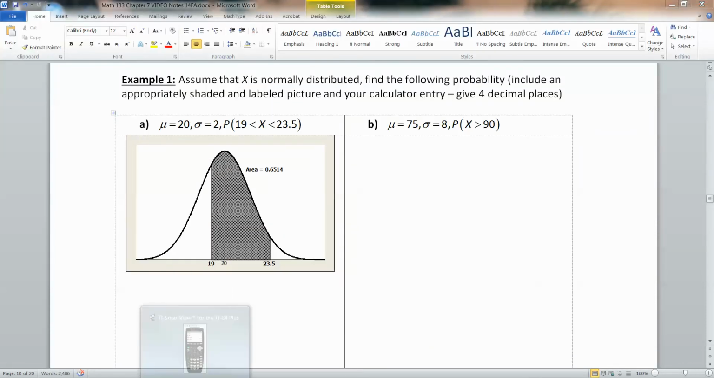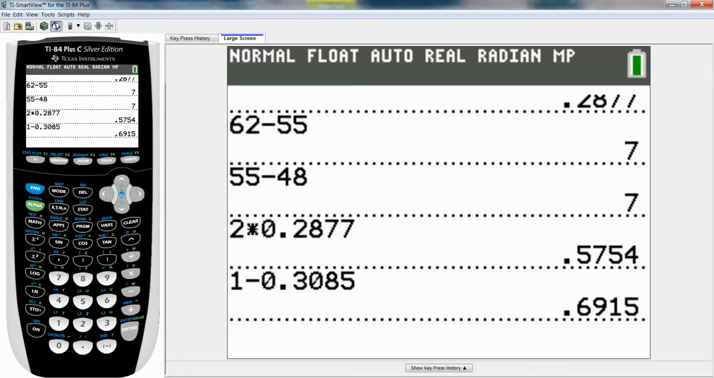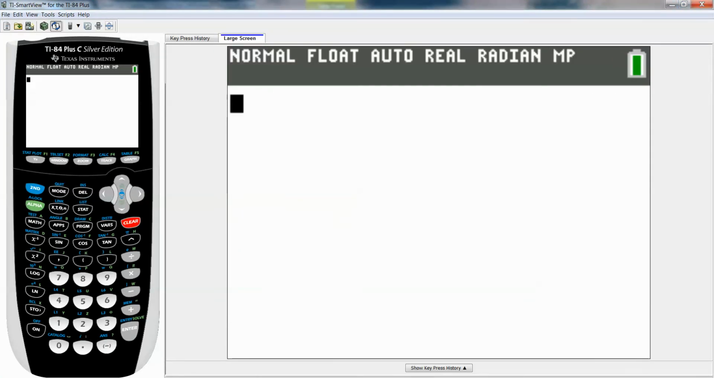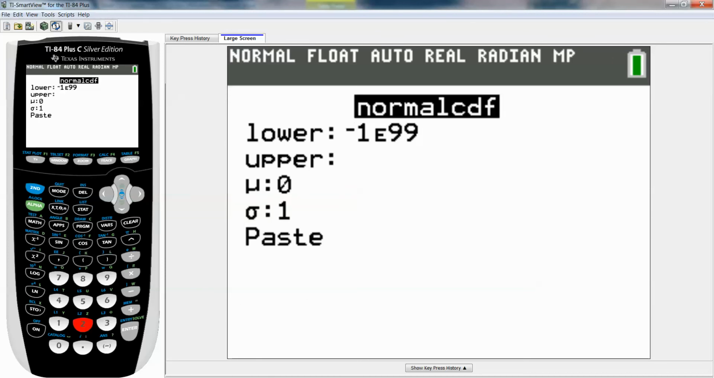All right, so we're going to use the calculator. Let me pull this up. I'm going to clear all this out over here. Now, the normal distribution is underneath the distribution menu. So you want to hit second, variables. You want number 2, normal CDF. We never, never, never want normal PDF. That's another function. Well, it's the same function, but it's a different value. We're not going to work with it.